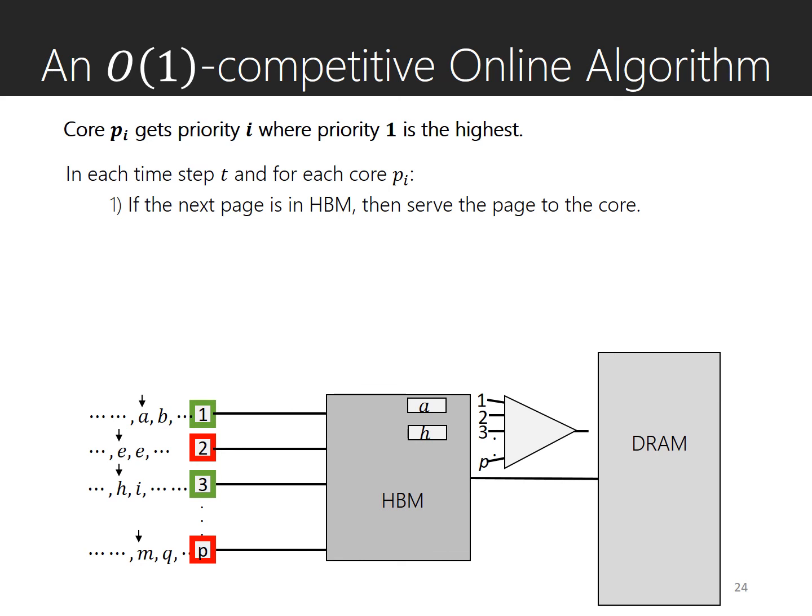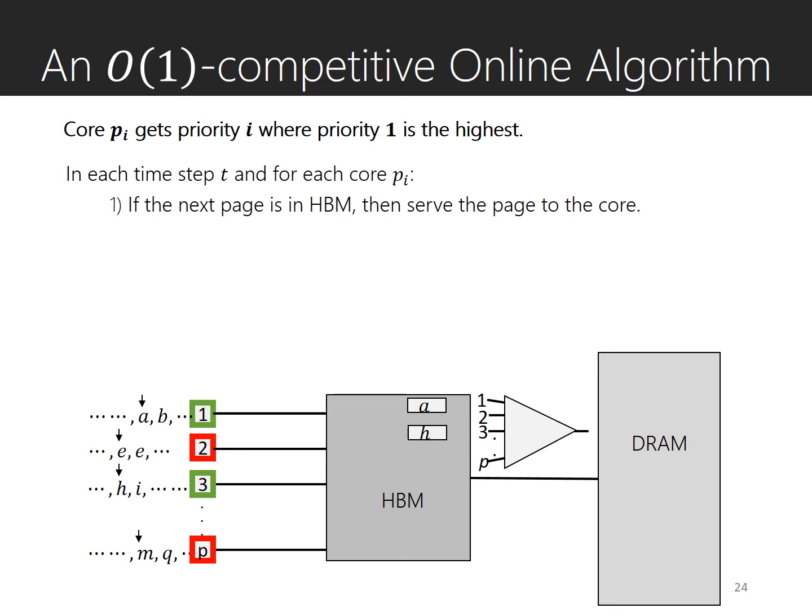This is how algorithm priority works, and the name of the algorithm comes from the fact that we assign a fixed priority to each core. Core 1 gets priority 1, core 2 gets priority 2, and so on. And in general, core p_i gets priority i, and priority 1 is the highest.